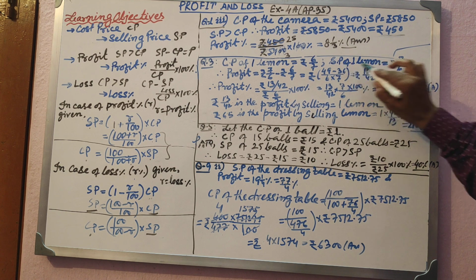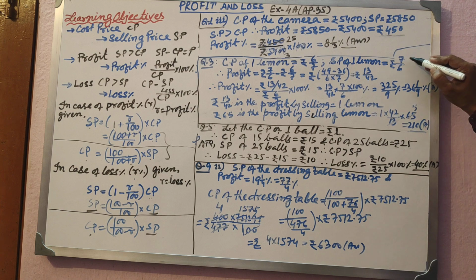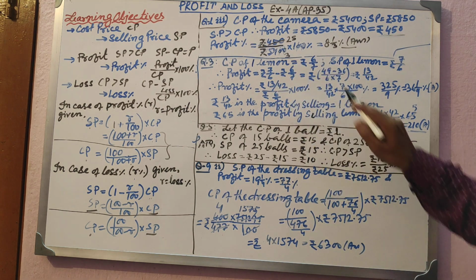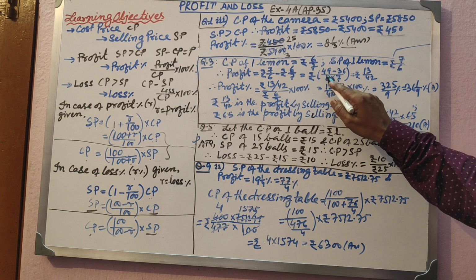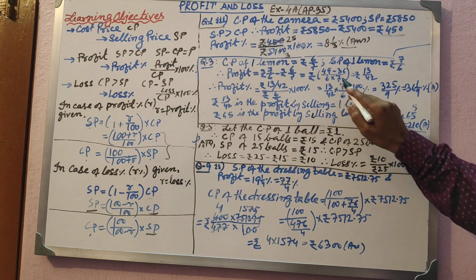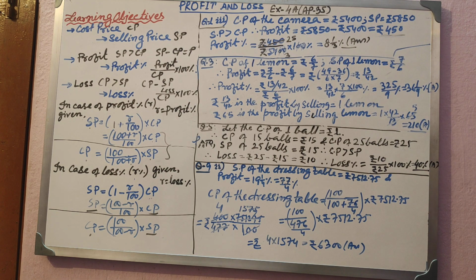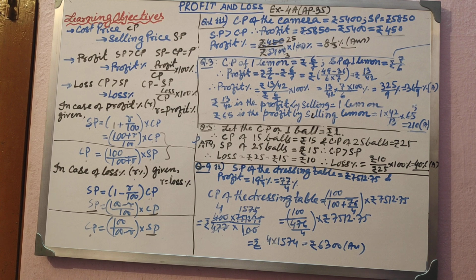So 1 lemon SP, 1 lemon CP you have taken. Definitely 7 by 6 is greater than 6 by 7. Therefore he gained profit. What was the profit? Rupees 7 by 6 minus rupees 6 by 7. If you do the subtraction, you will find 49 minus 36 by 42. That is 13 by 42 is the profit. He got the profit now. Now profit the trader got. So you need to find out the profit percentage.